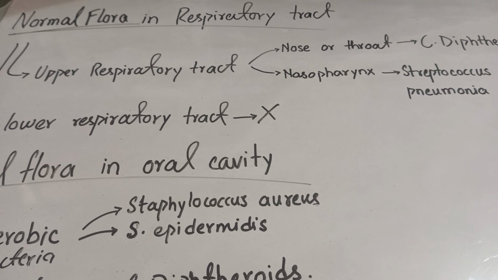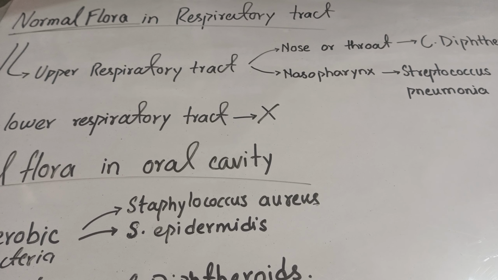So in the previous lecture we discussed the presence of normal flora in our eyes, in our ears and in our skin. So the normal flora which are present in your eyes, skin and ears are mostly seen.